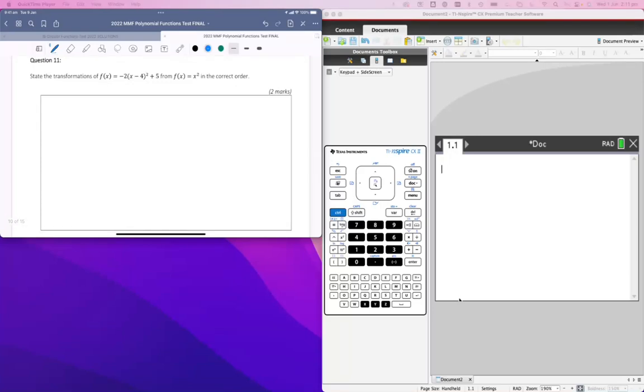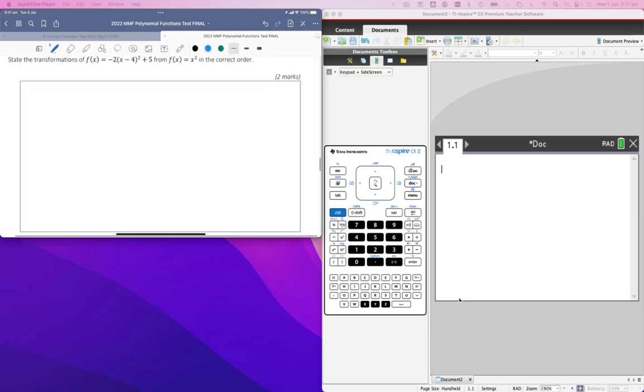Question 11 asks you to state the transformations of that particular function in the correct order. Just so you know, you basically got half a mark for each transformation that you listed. And if you listed them in the wrong order, half a mark was taken off in total. So here we go in order.